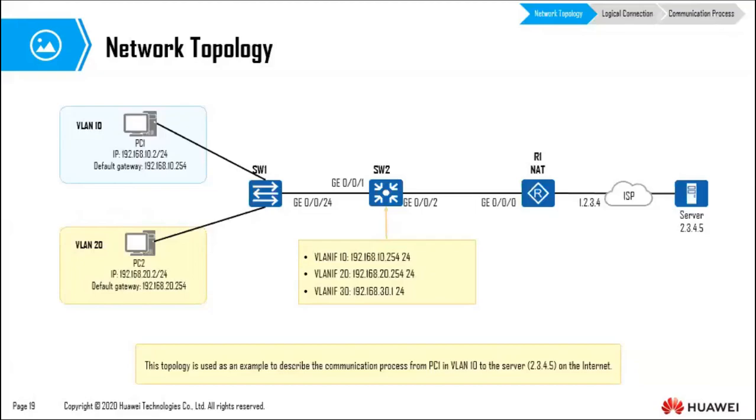This topology is used as an example to describe the communication process from PC1 in VLAN 10 to the server that is on the internet. So we want to understand how this process will happen. PC1 on VLAN 10 wants to talk to the server on the internet. So this is our PC1, this is the server on the internet. How will that communication process occur? How will it flow?